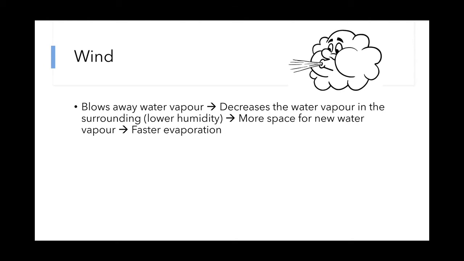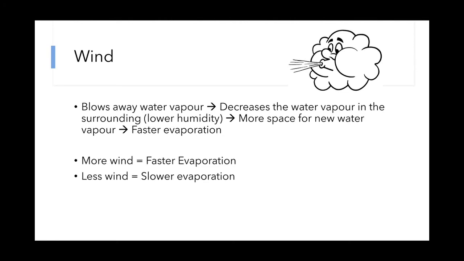But when the wind comes, it blows away the water vapor. When it blows away the water vapor, the surrounding will have less water vapor, which means it decreases the humidity, and that means it becomes less humid. When the humidity decreases, it means there's lesser water vapor, and that also means there's a lot of space left. So when there's more space, it's easier for your water to evaporate into water vapor. That's why the evaporation is faster. To put it simply, when the wind is strong, the evaporation is faster. When there's lesser wind, the evaporation will be slower.